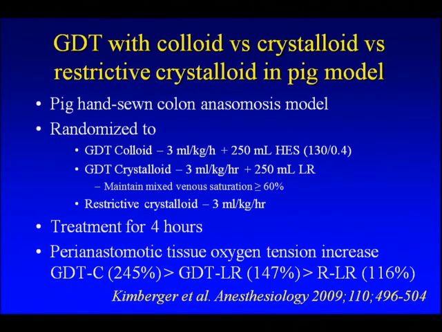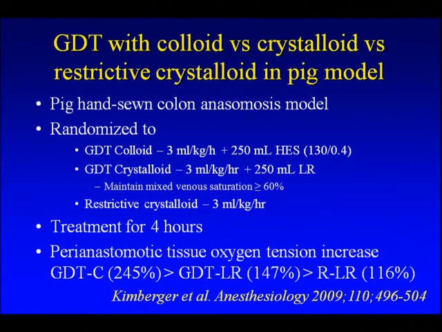They randomized the pigs into three different strategies. The first group received goal-directed therapy with colloid, initially with a bolus of 250 mils of hetastarch. The second group received goal-directed therapy but with crystalloid, and both groups were trying to achieve a target mixed venous saturation of above 60%. And the third group had restricted crystalloid therapy. So if you imagine that the first two groups are goal-directed therapy groups, the last group is the restricted or dry approach of fluid administration.